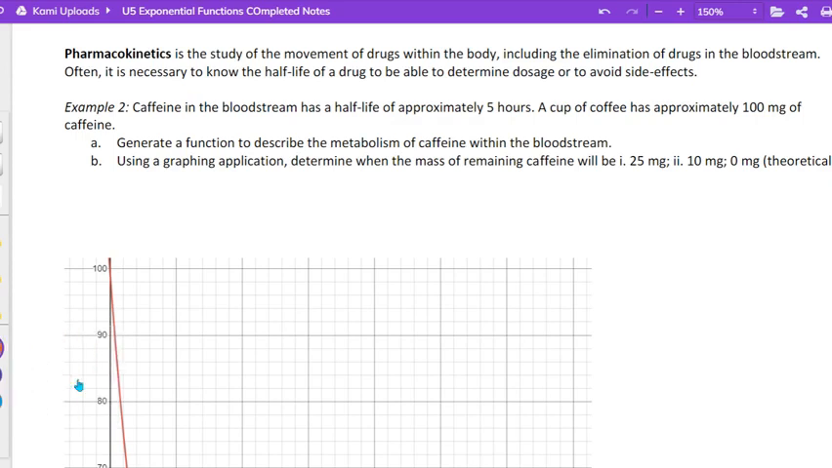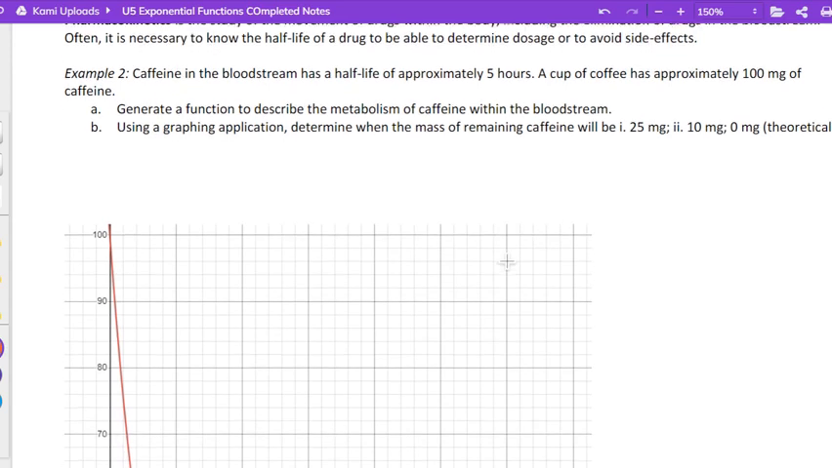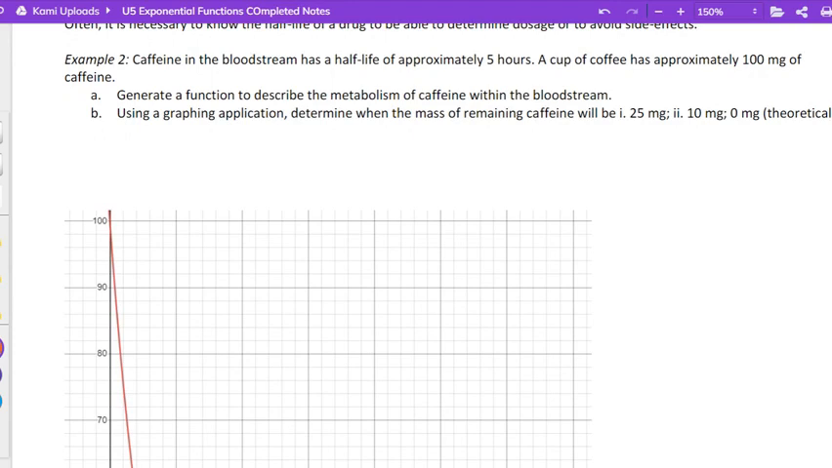So how long does it take a drug to go all around your body? How long does it take to get out of your body? How effective is it, right? That is all pharmacokinetics, including the elimination of drugs in the bloodstream. Often it is necessary to know the half-life of a drug in your body in order to determine the dosage, right? So how quickly does the drug leave your body? And that's going to determine how much you initially have to take, okay? And also to make sure you're not taking too much.